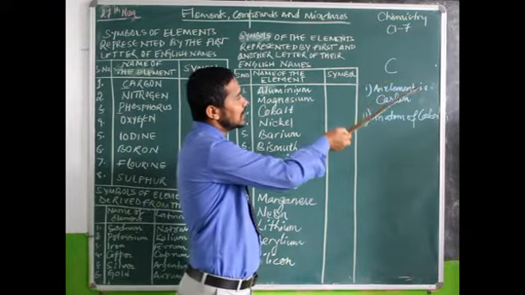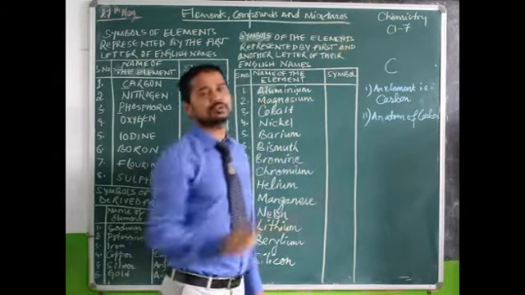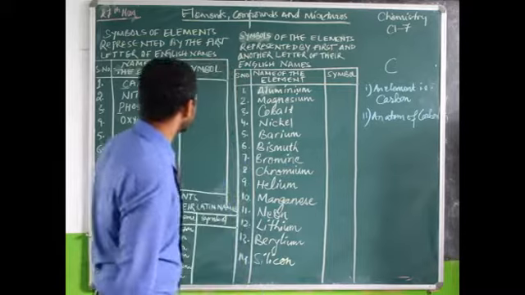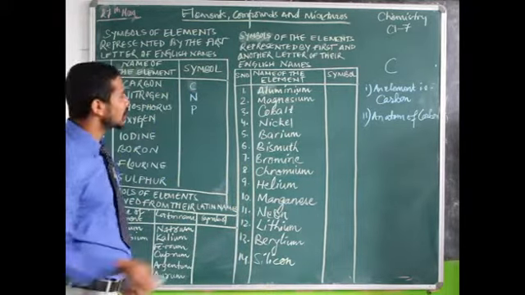So two things we can understand by seeing the symbol. Number one, it is the short name of an element. Number two, it is an atom of that element. So C means the element carbon and one atom of carbon.